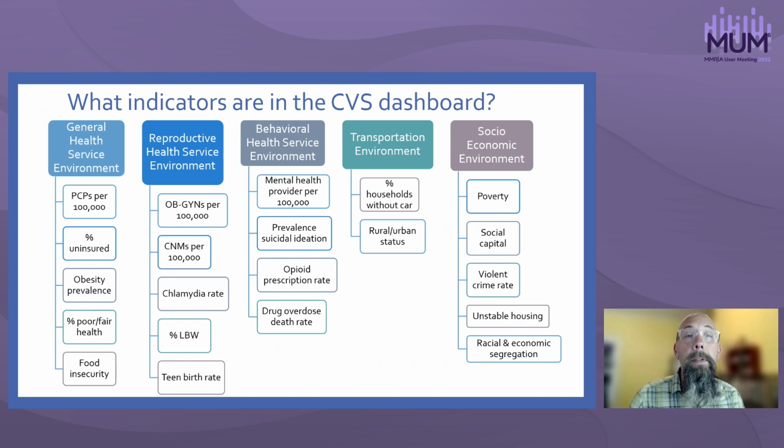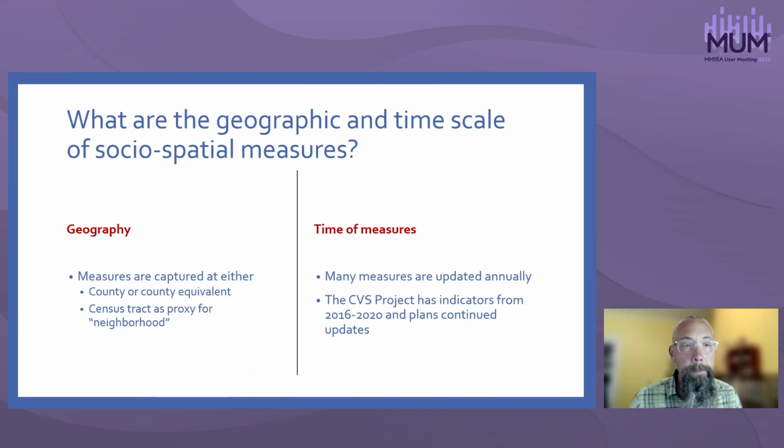And then a number of indicators that are getting at different aspects of the socioeconomic environment. Some things are things like neighborhood deprivation or social capital, but also measures that might be approximations of structural racism, including the degree of racial or economic segregation. Now, these measures, again, were chosen because they can be identified at a granular scale over time and space.